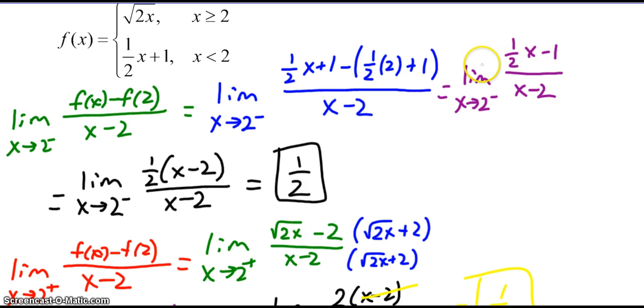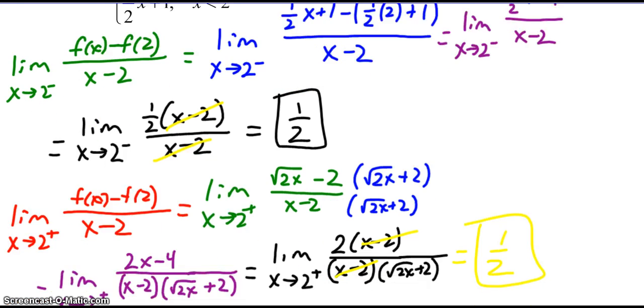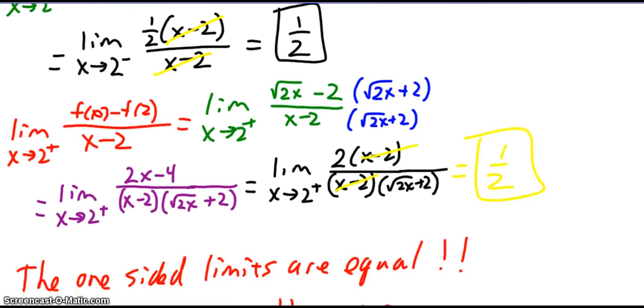So if I factor out a 1/2 in the numerator, then I have the limit as x goes to 2 from the left of 1/2 times the quantity (x minus 2) over (x minus 2). Those go away, and I'm left with just 1/2. So that is the limit from the left. Now I need to do the limit from the right.